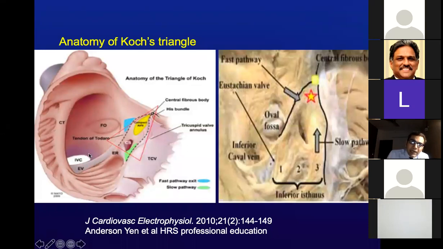They are separated from the smooth part of the right atrium by this thick structure that you can see, called the crista terminalis. The crista terminalis is inert. You cannot electrically cross the crista terminalis. So electrically also, your heart is divided into the posterior right atrium and the anterior right atrium.